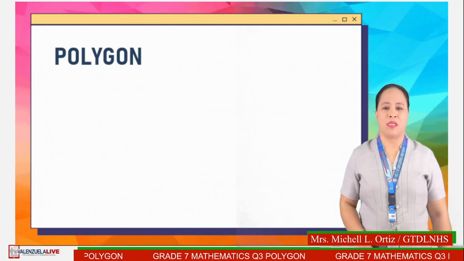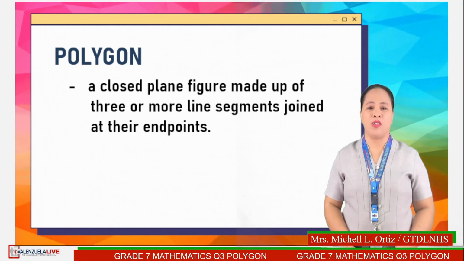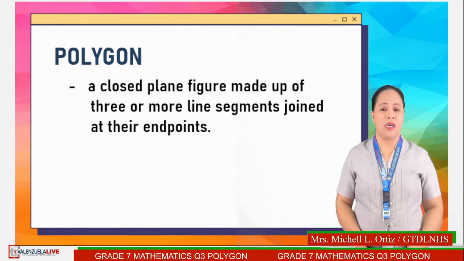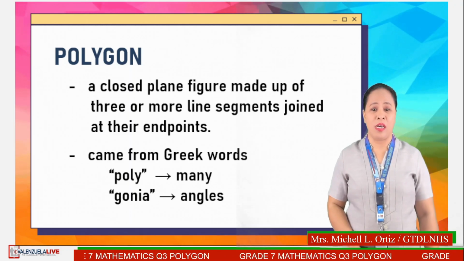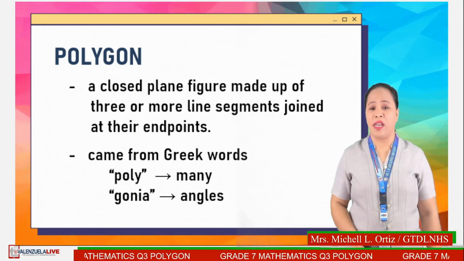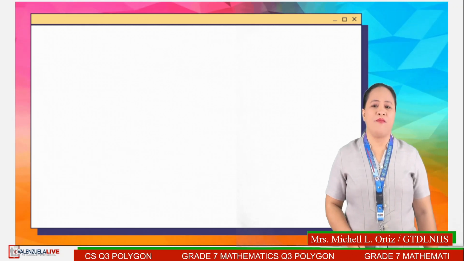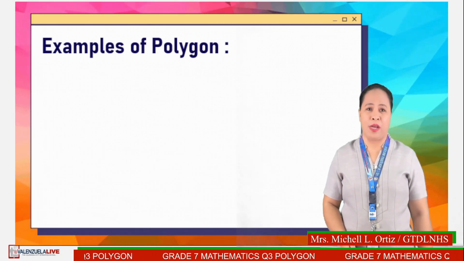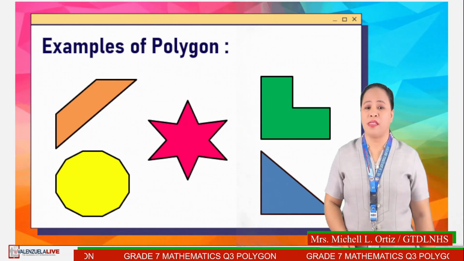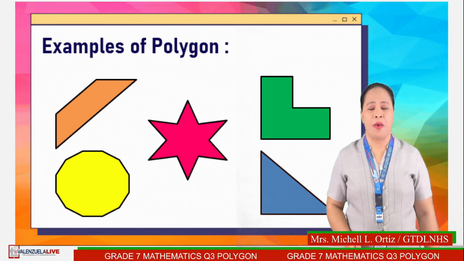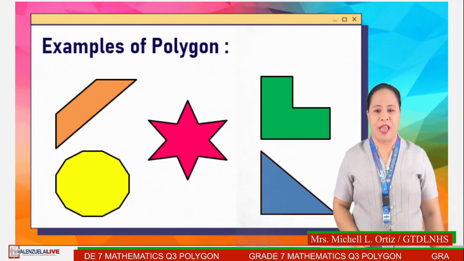A polygon is a closed plane figure made up of 3 or more line segments joined at their endpoints. The word polygon came from Greek words poly, which means many, and gonia, which means angles. These are the following examples of polygons. You can see all of these are closed plane figures made up of 3 or more line segments joined at their endpoints.